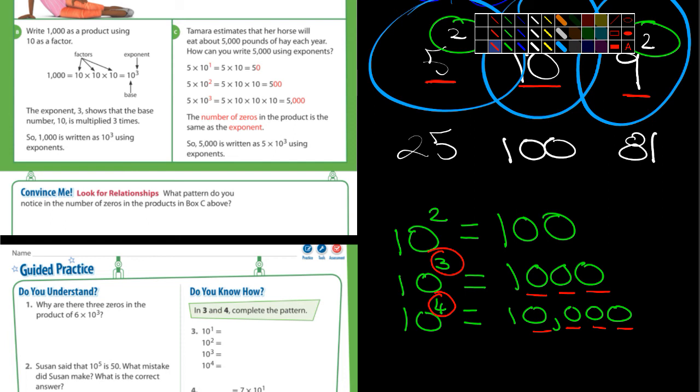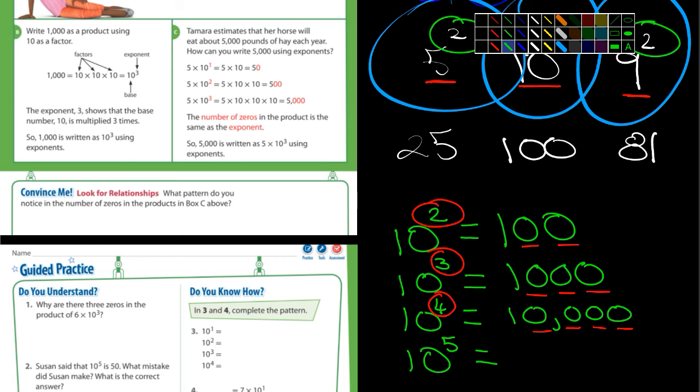Miss Adams. Where's Miss Adams? Miss Adams, how many zeros are in 100? 2. What's the exponent? 2. Yeah. Miss Adams, I'm going to go with you one more here. I'm going to write 10 to the 5th power. Without telling me what the number is, how many zeros will follow the number 1? 5. I'm talking to Miss Adams.